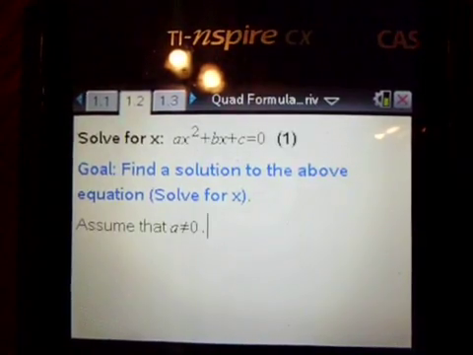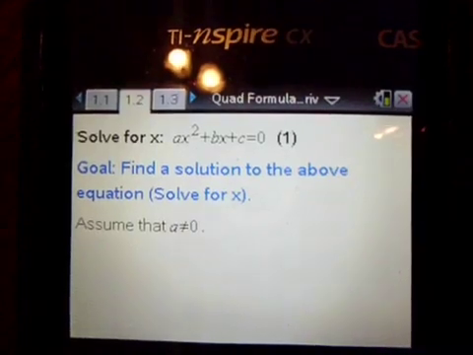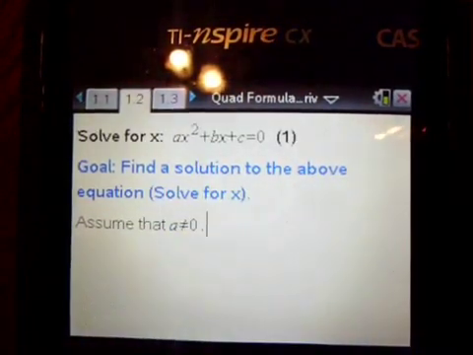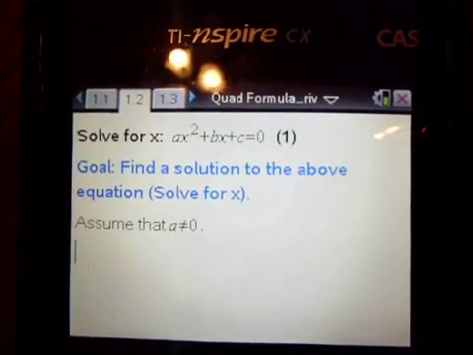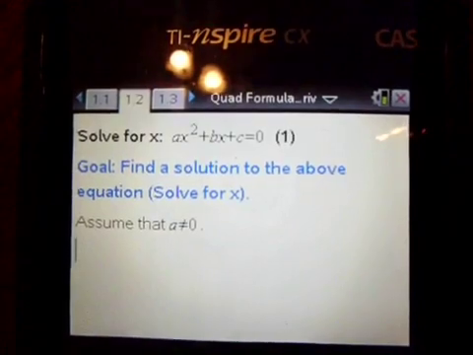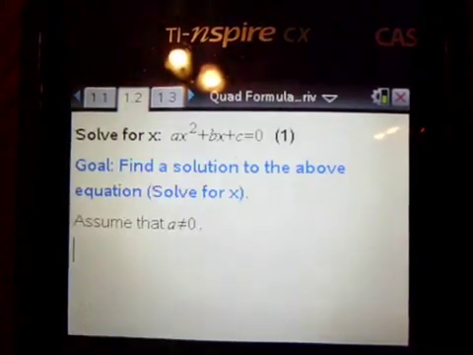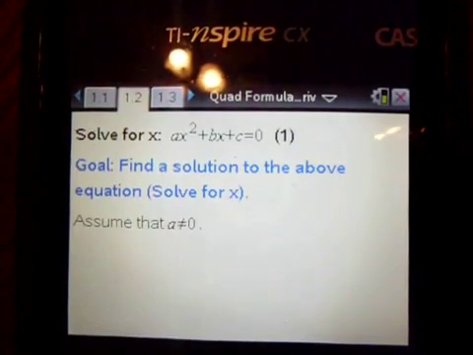Here in line 1, we have the general quadratic equation: a times x squared plus bx plus c is equal to 0. Our goal is to find the solution to the above equation, otherwise, solve for x. Now, in a general quadratic equation, we usually have two solutions. We're going to assume here that a is not equal to 0.